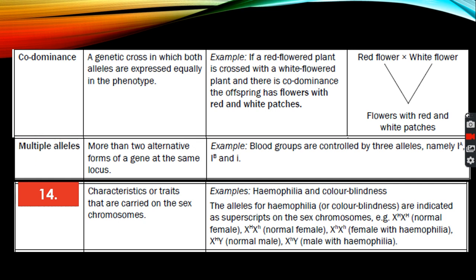And then you go to multiple alleles. Okay, this has to do with blood grouping. It means more than two alternative forms of a gene at the same time, at the same locus, I mean. For example, blood groups are controlled by three alleles, namely big I to the power big A, big I to the power big B, and small i. So the alleles are controlled like that, blood group has three. So we look into that. Many learners, even high flyers, struggle with blood grouping, but you get them when you get them.